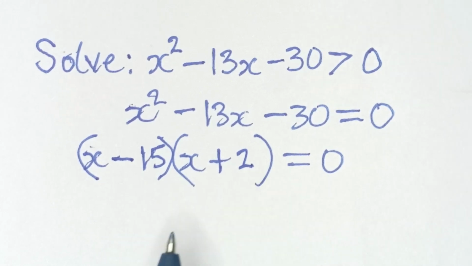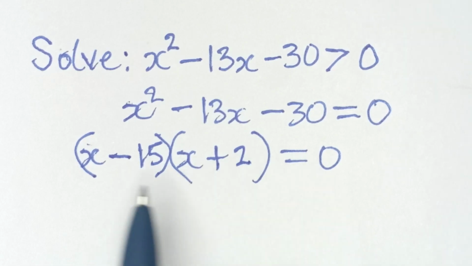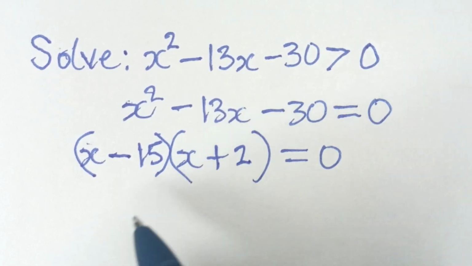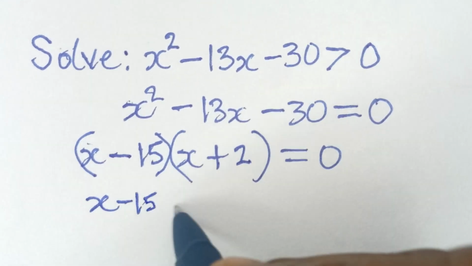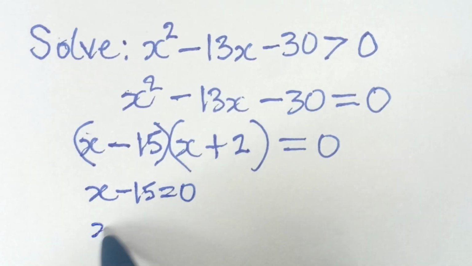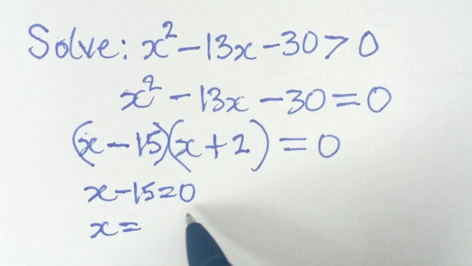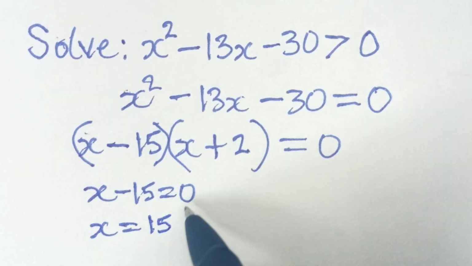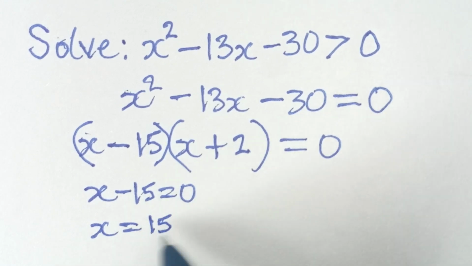So the next thing for us to do in order to solve this equation now, which will later become an inequality, is to equate each of the brackets to 0. So I'm going to take this first bracket, which is x minus 15, and I say is equal to 0. So that x will now be equal to, this negative 15 goes to that side, it becomes positive 15. Don't forget, you can ignore the 0. 0 means nothing, so don't bother about the 0. So this becomes x equals 15.